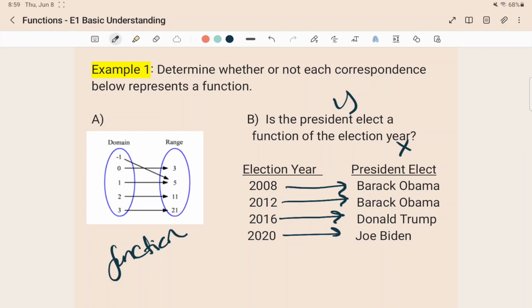It's okay that two different election years have the same president. That's allowed for functions. However, this doesn't work the other way. The election year is not a function of the president-elect because when we reverse the order, the new input, Barack Obama, corresponds to two different outputs, the 2008 and 2012 election years. Let's try one more.